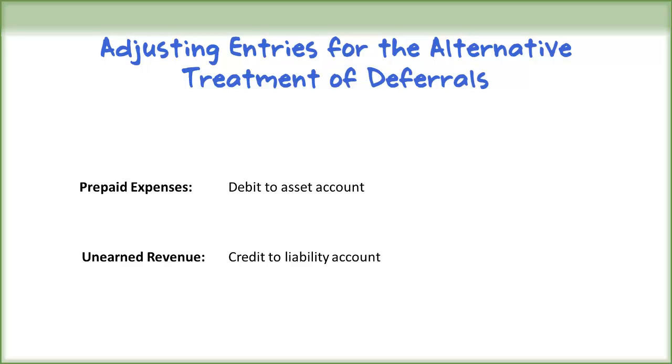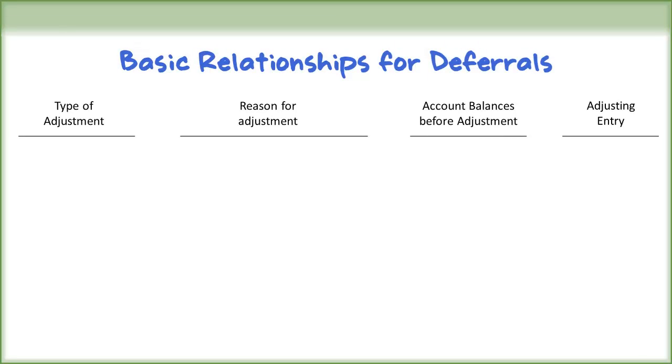When a company prepays an expense, it debits that amount to an expense account. And when it receives payment for future services, it credits the amount to a revenue account. For a better understanding, we look at the basic relationships of deferrals.